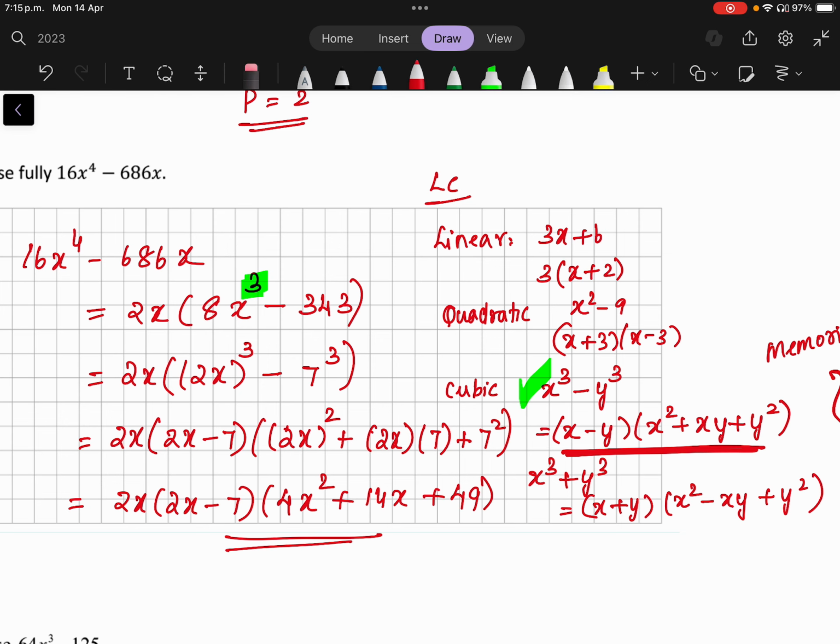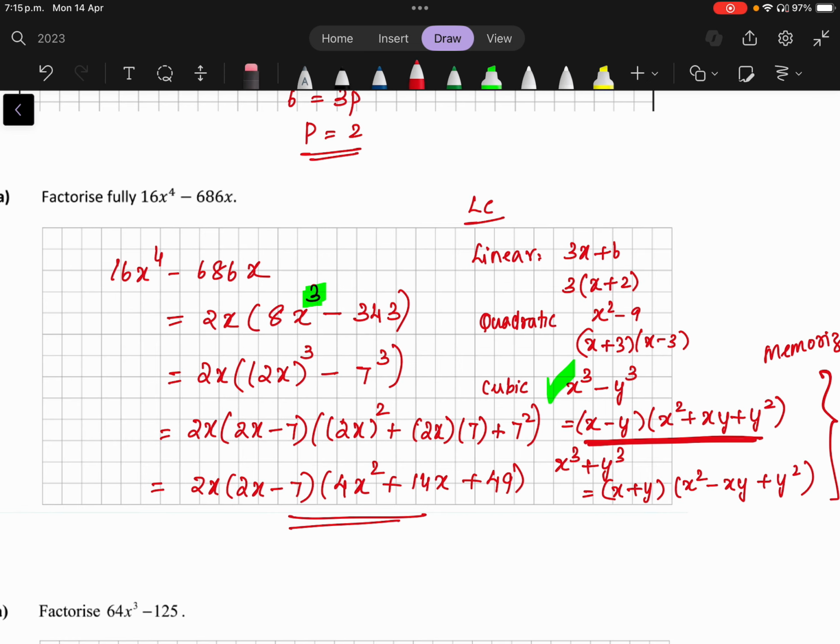So if you're not comfortable with the cubic expressions, factorizing of a cubic expression, please go back to your textbook, find out where it is and try doing some questions. I have a video on how to do this again in the channel in the algebra section of the Leaving Cert. So please go ahead and learn it off because this is a very important topic.